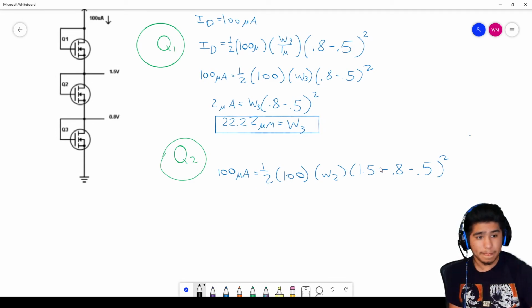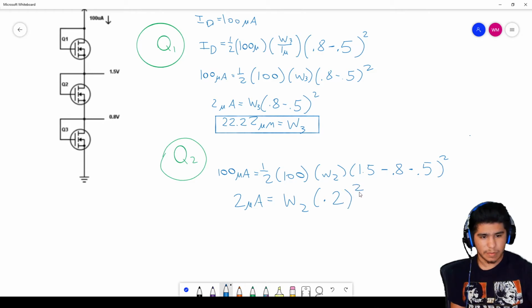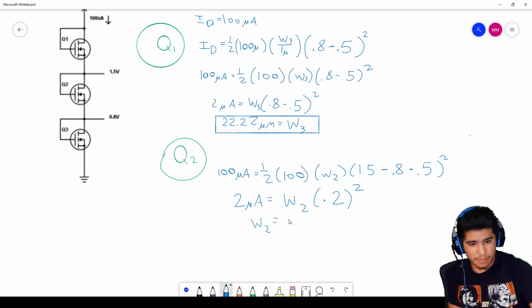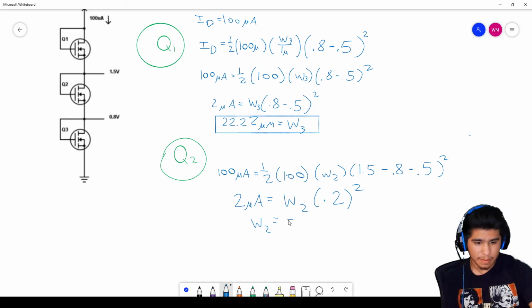So, right, we have to do it like that. Okay. So now we're going to have 100. Oh, okay, let's go back to blue. Alright, we already know from over here that this is going to boil down to 2 microamps equals W2. And then doing this, we would get 0.2 squared, and this would leave us, again to save time, 50. Actually, is that correct? Let me just double check that. Yeah, 50 micrometers. All right. We got W2.